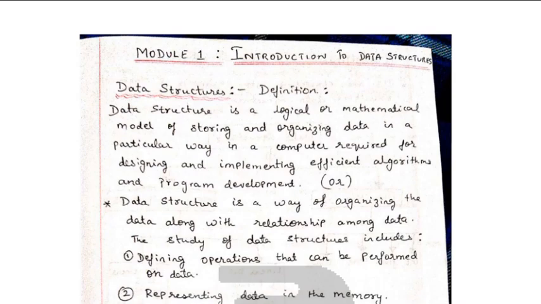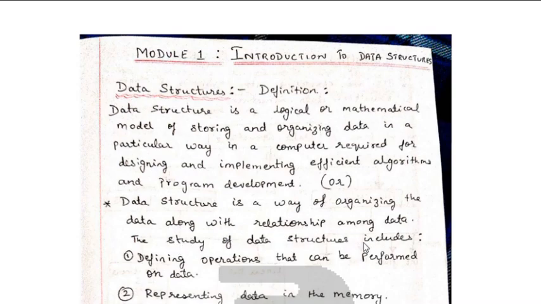A data structure is defined as a logical or mathematical model of storing and organizing data in a particular way in a computer, required for designing and implementing efficient algorithms and program development. It is also defined as a way of organizing the data along with the relationship among the data.